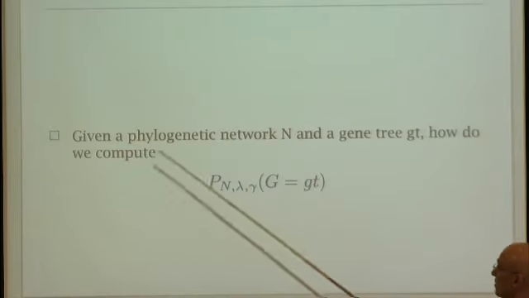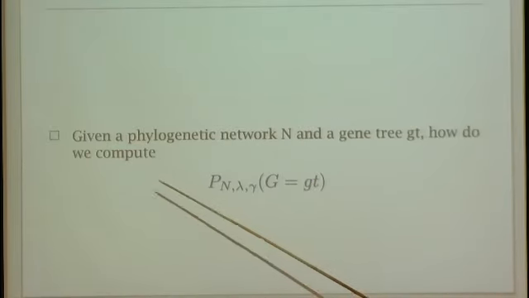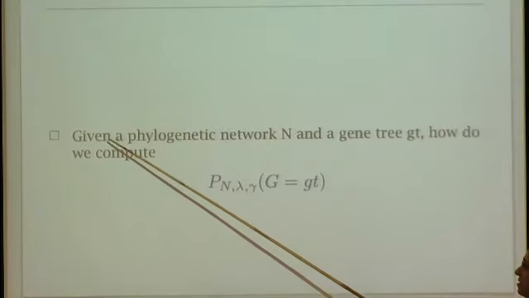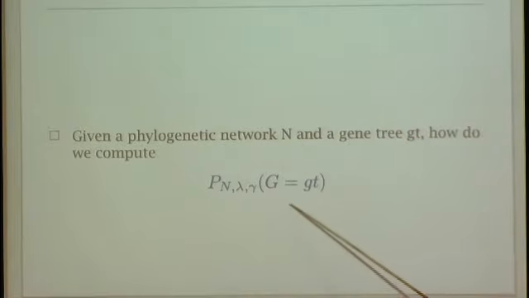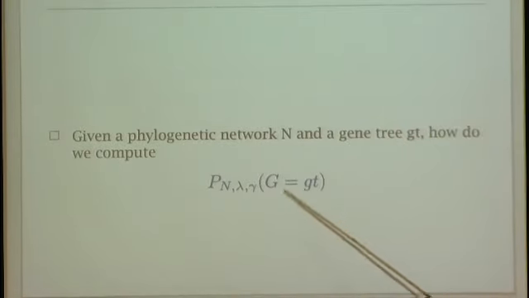So the main question we have to consider, to be able to use this setup, is: given a phylogenetic network with its branch lengths, with its hybridization probabilities, and a gene tree, how do we compute this? How do we compute the probability of a gene tree given that network?